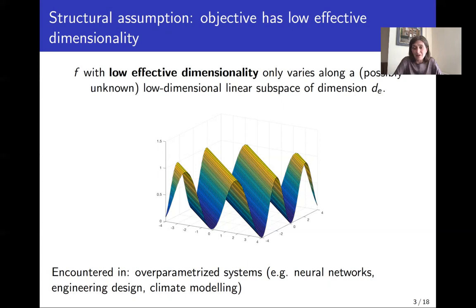Is this structure relevant to applications? Indeed, such a structure can be found in many practical problems that rely on a model that is over-parameterized. Very often, users over-specify models, like in neural networks or climate modeling. And so we expect that these models will be insensitive to changes in some of the parameters. If these insensitivities are linear in the parameters, then this framework applies.